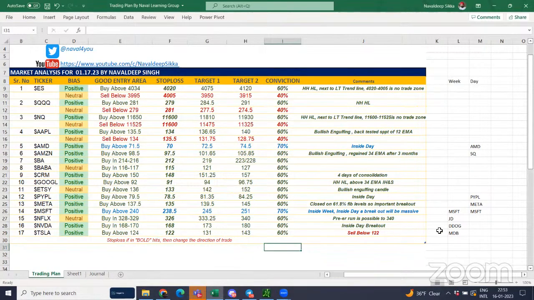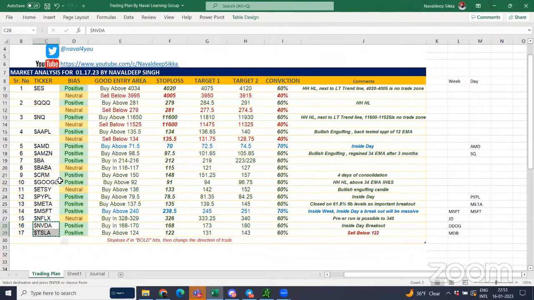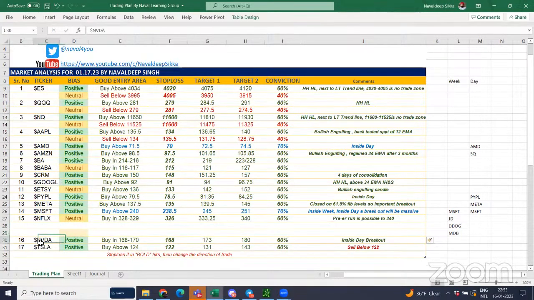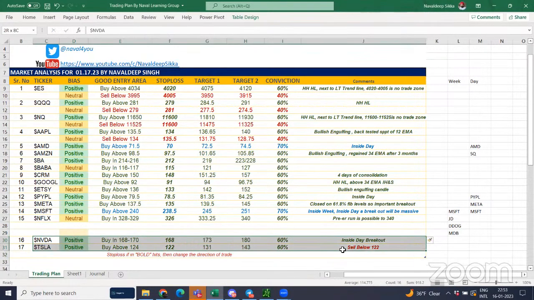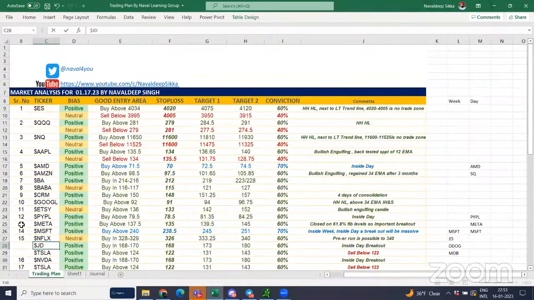Now, the couple of tickers which we did, I'm going to add them into my list. I'll copy them. I want to do JD and I want to do Square.